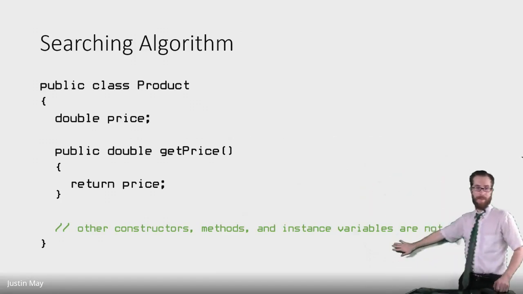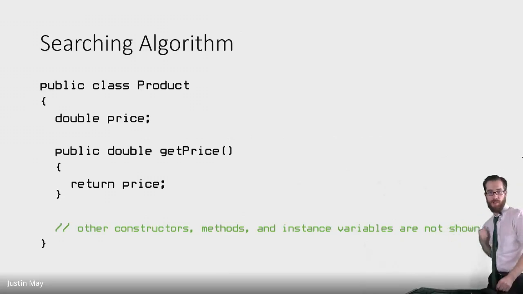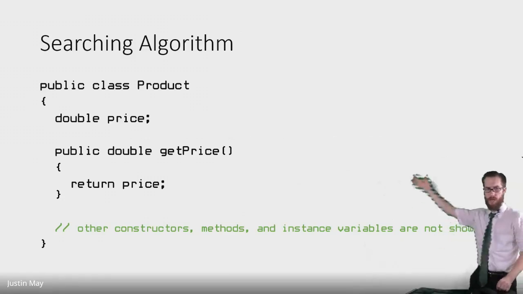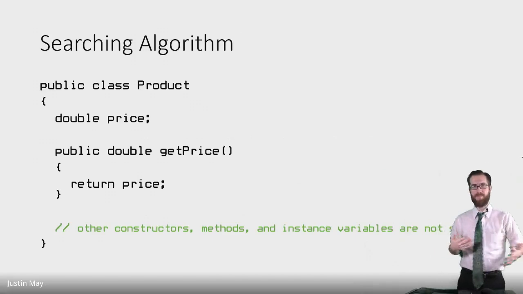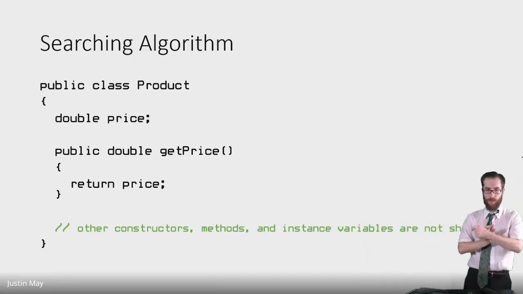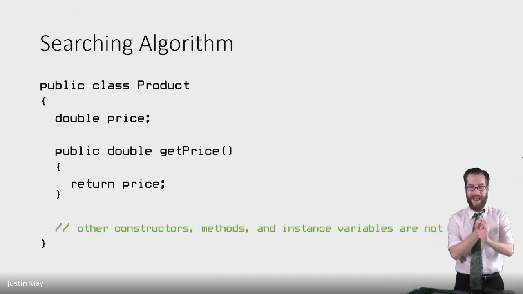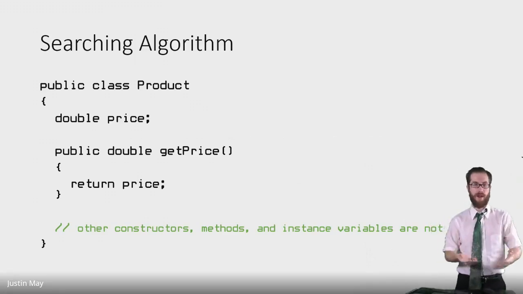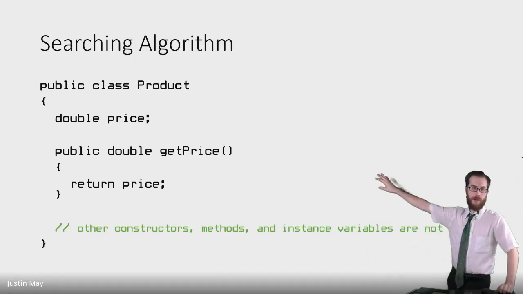I've got a comment down here saying that the other constructors, methods, and instance variables are not shown. So we would assume this code would actually have many more things. You might have the name of the product, maybe some sort of category. Is it snacks or kitchenware or a toy or electronics, that kind of thing. But for all we are concerned about for our problem is the price.